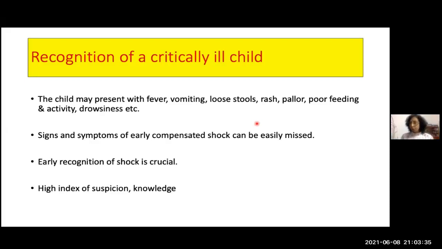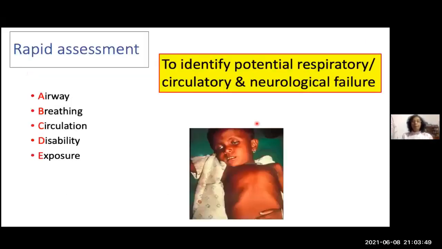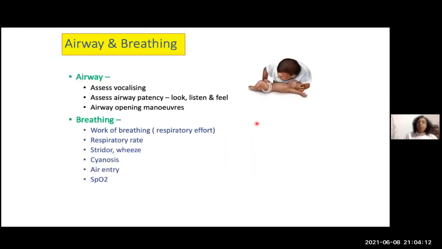Because early recognition of shock is crucial for saving the life of the child. And for that, you need to have a very high degree of suspicion and also knowledge of the baseline parameters in children. So you do this rapid assessment to identify potential respiratory, circulatory, and neurological failure. You follow this algorithm: airway, breathing, circulation, disability, and exposure. A, B, C, D, E. Right? So it's very straightforward. I'm sure you have already learned about these things, so this is just to recap.